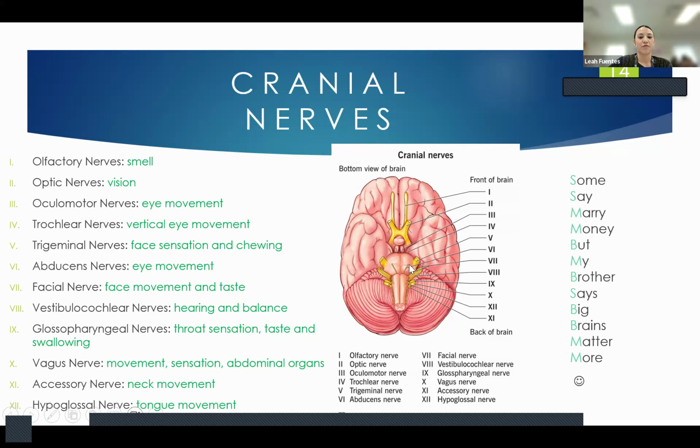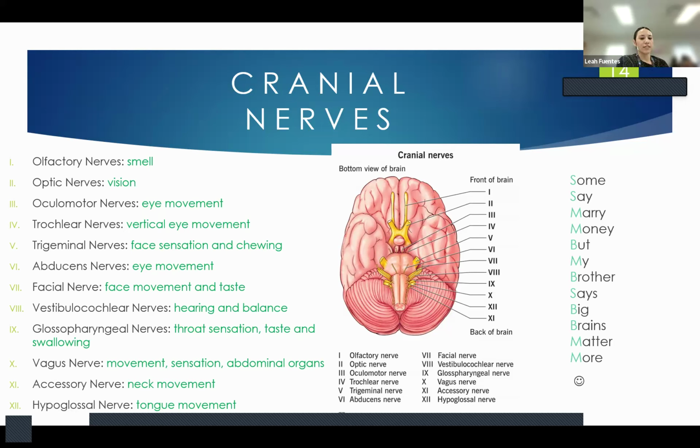7 is going to be your facial nerve. So this is responsible for face movement and taste. Number 8, yes, is going to be your vestibulocochlear nerve. I know that one's a little hard, vestibulocochlear. This is responsible for hearing and balance. Number 9 is your glossopharyngeal nerve. This is responsible for throat sensation, taste, and swallowing.